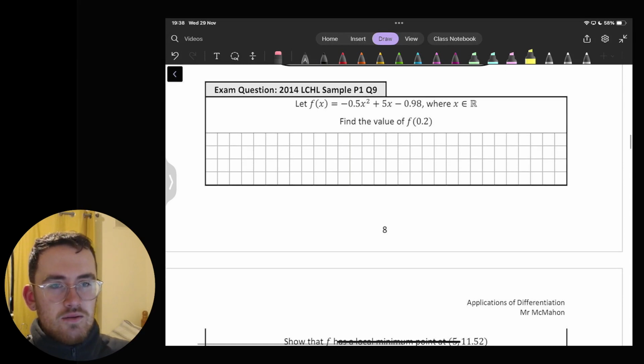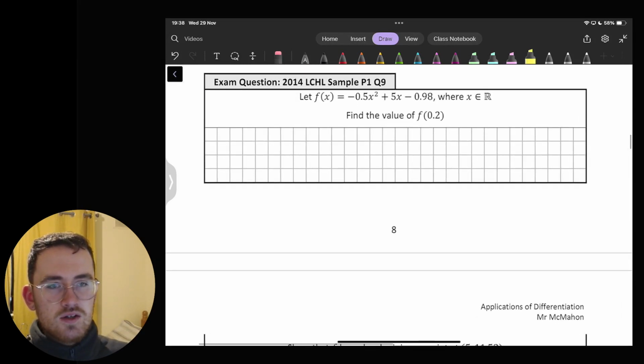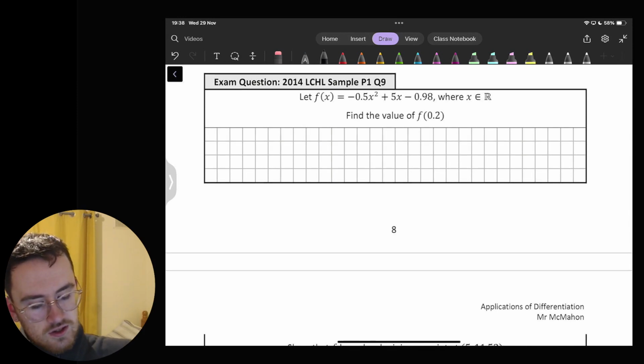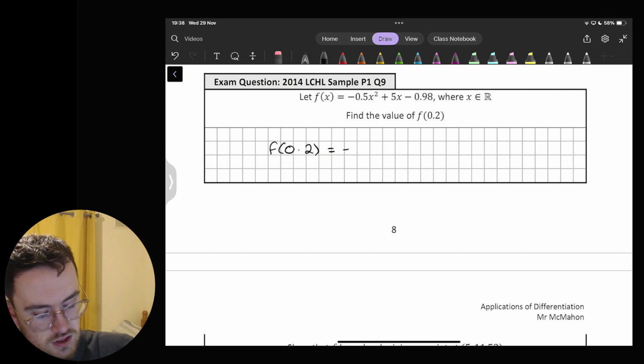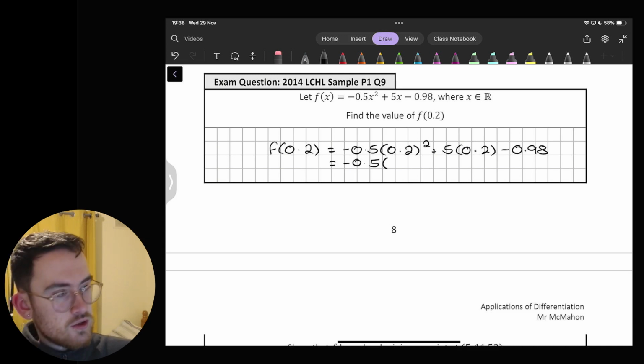So let's look at an exam question or two then. We're going to start with 2014 sample paper and question 9. We're given a function, and we're asked to find the value of the function for 0.2. So we're just going to be substituting 0.2 into my function. So minus 0.5 by 0.2 squared plus 5 by 0.2 minus 0.98.